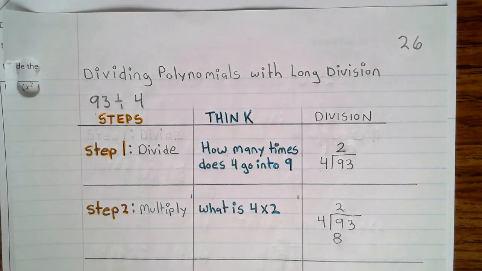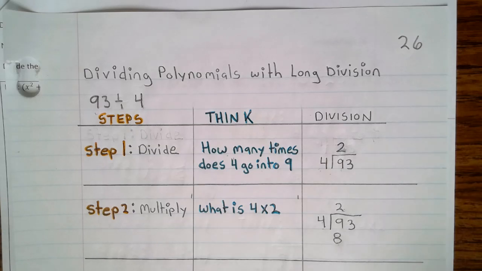Today we're looking at journal page 26, dividing polynomials with long division. So let's take a basic mathematical problem and use that to explain long division, okay? So let's take 93 divided by 4. So step 1, divide. Well, you ask yourself, how many times is 4 going into 9?